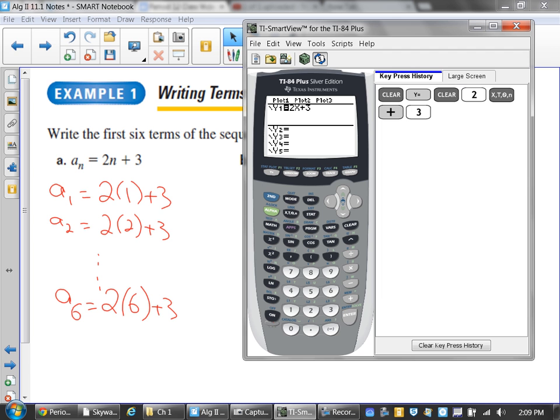Now, is it okay that this is in terms of n and this is in x? Yes. It means the same thing. It's a variable. Okay? We're not worried about it.